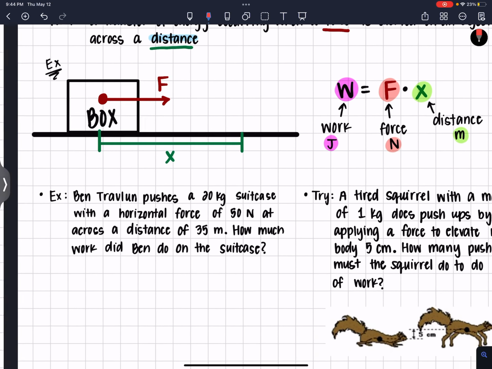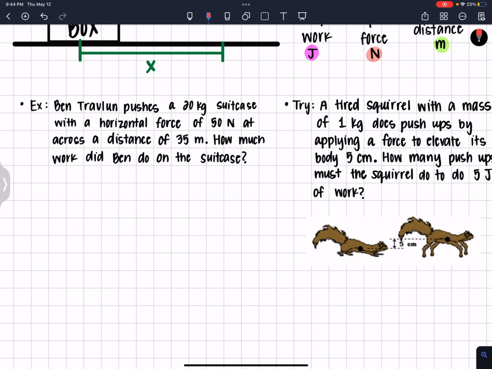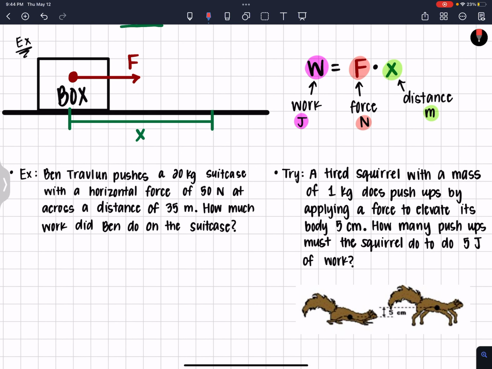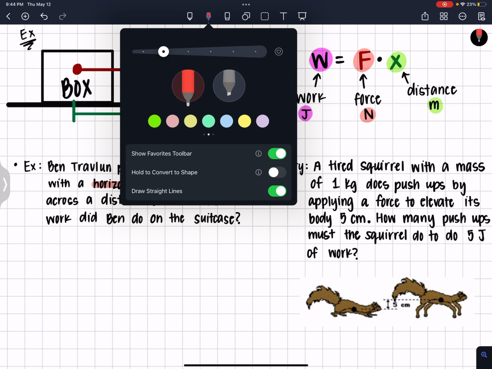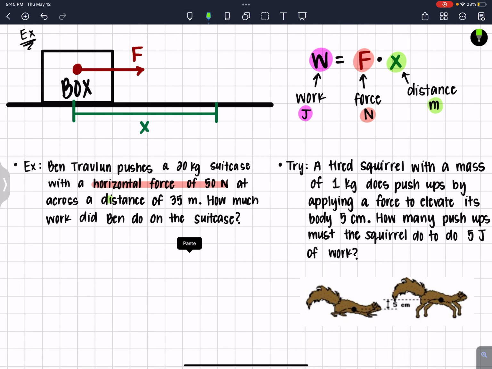So let's get some practice using the equation. We've got an example right here. Ben Travlin pushes a 20-kilogram suitcase with a horizontal force of 50 newtons across a distance of 35 meters. How much work did Ben do on the suitcase? So I'm going to color code some relevant information here. They gave me my force to be 50 newtons, and they gave me my distance to be 35 meters.